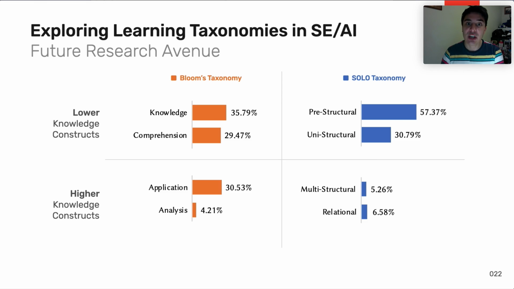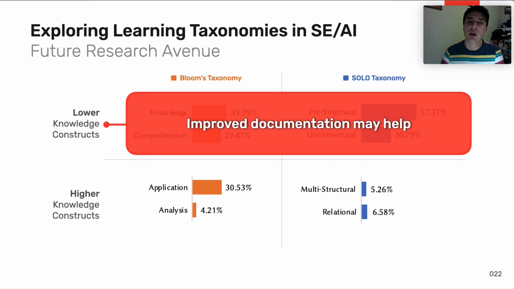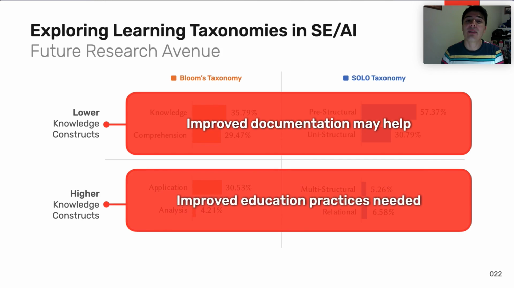As an interpretation of our findings, we looked at classifying a sample of posts into dimensions of the Bloom's and Solo learning taxonomies. A large number of posts fell into the lower constructs, suggesting that many issues can be alleviated by improved service documentation. However, some developers are asking questions at the higher levels of these constructs, and therefore improved educational practices are needed. So a mixture between the two will be needed moving forward.